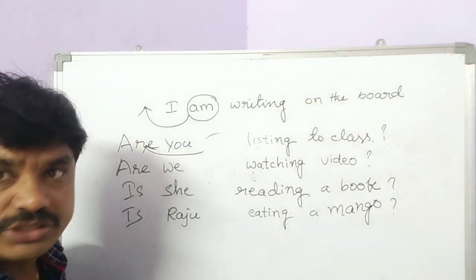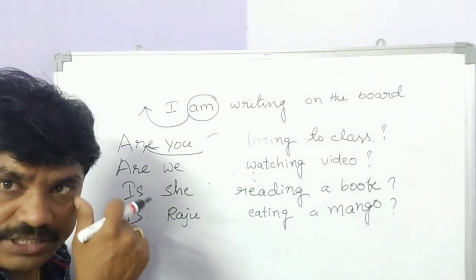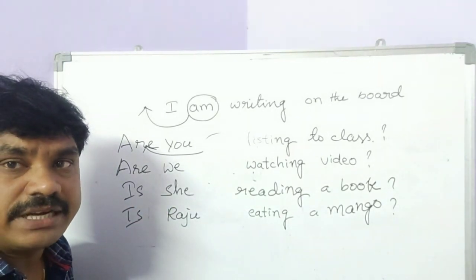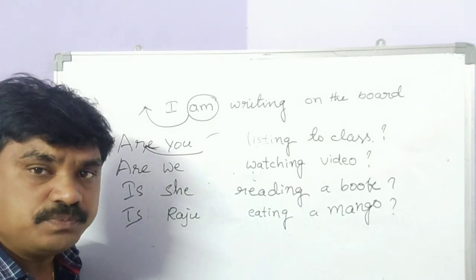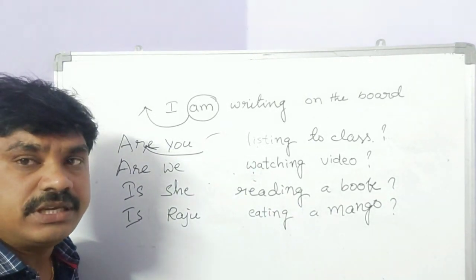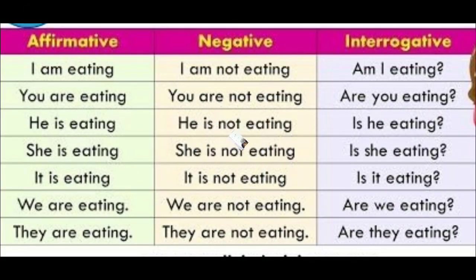All are question forms. After that, I will share a substitution table on the screen. You can clearly understand how to change a positive sentence into a negative sentence, as well as a positive sentence into question form. Look at the substitution table. You can clearly understand how an affirmative sentence changes into negative and interrogative sentences.